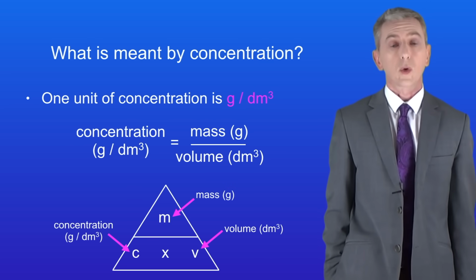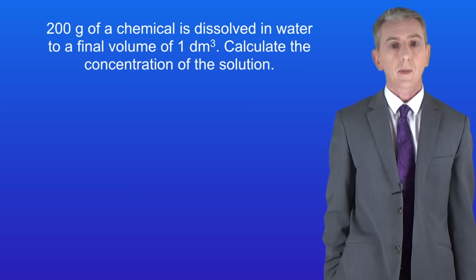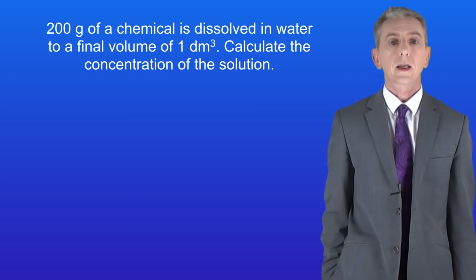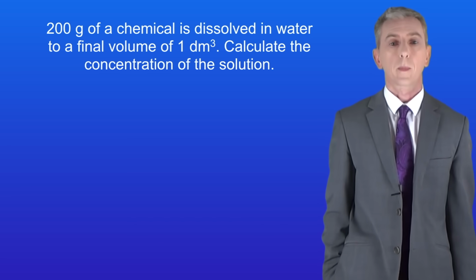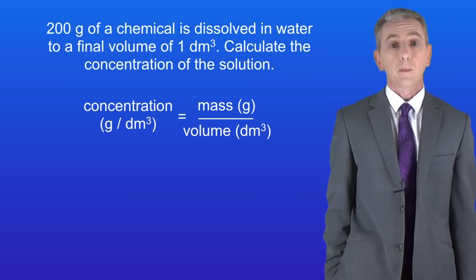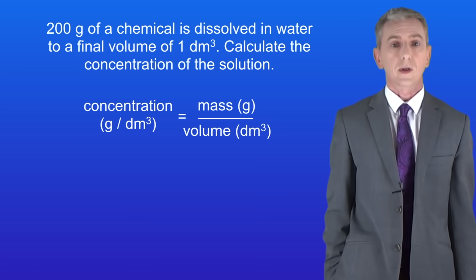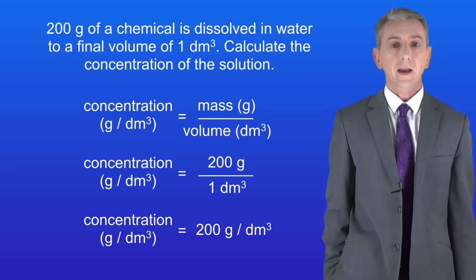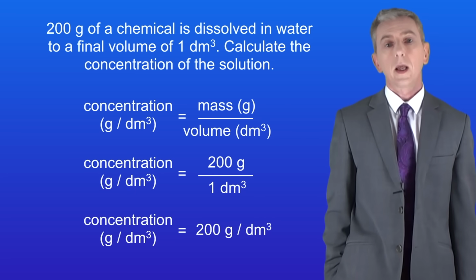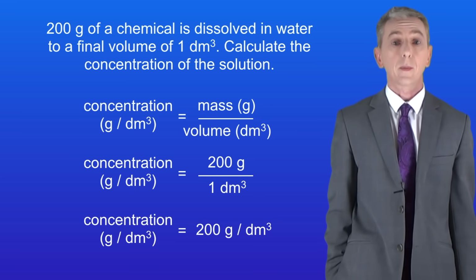So let's look at a typical question. 200 grams of a chemical is dissolved in water to a final volume of 1 decimeter cubed. Calculate the concentration of the solution. Here's the equation. To find the concentration, we divide the mass in grams by the volume in decimeters cubed. This gives us a final concentration of 200 grams per decimeter cubed. Now, that was quite an easy one, so let's look at something a bit more challenging.